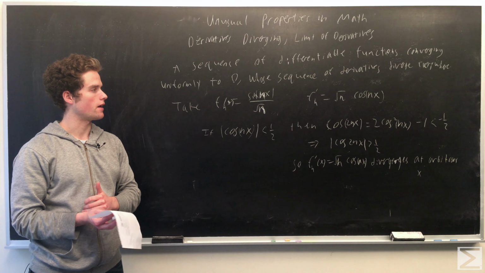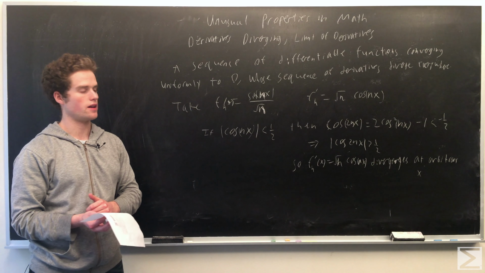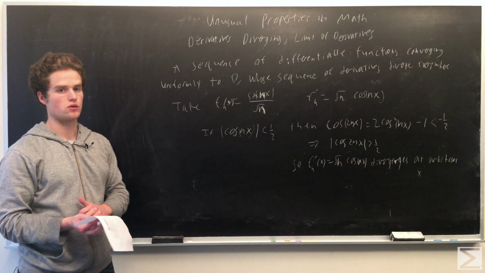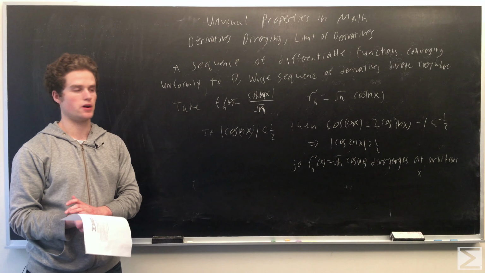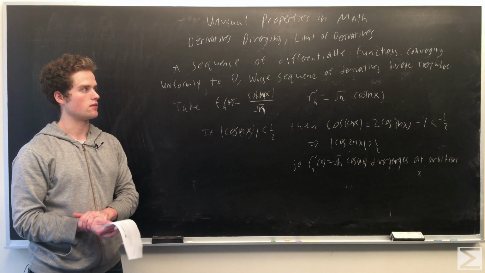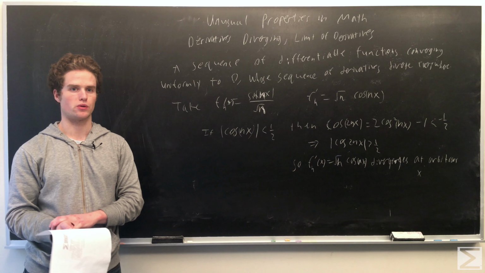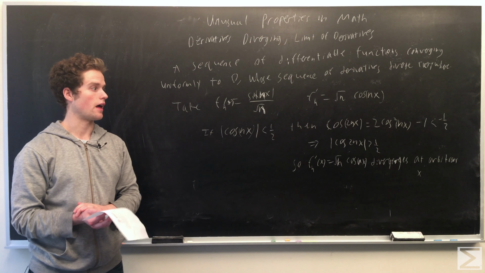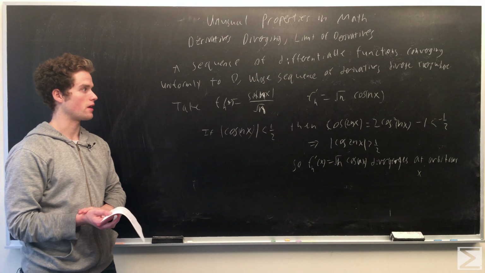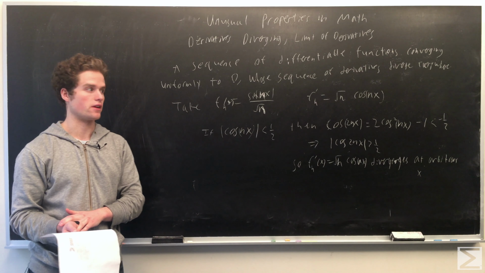f_n prime equals root n cosine nx. And so root n is going to infinity. Cosine nx can get as small as we want, but we're going to show that no matter how large n is, we can always find a larger n such that the absolute value of cosine nx is greater than 1/2. And so f_n prime will not converge at any given x.